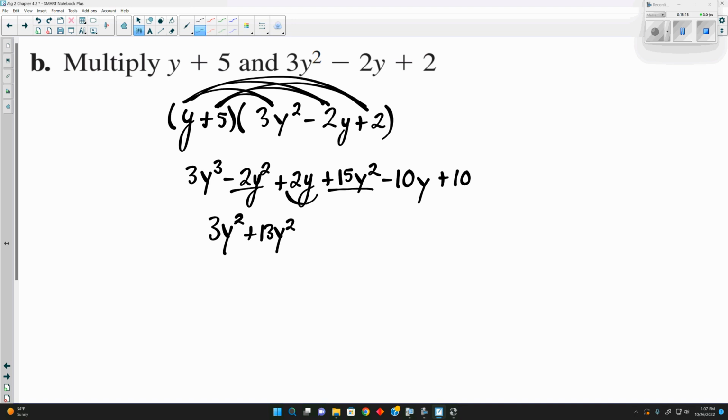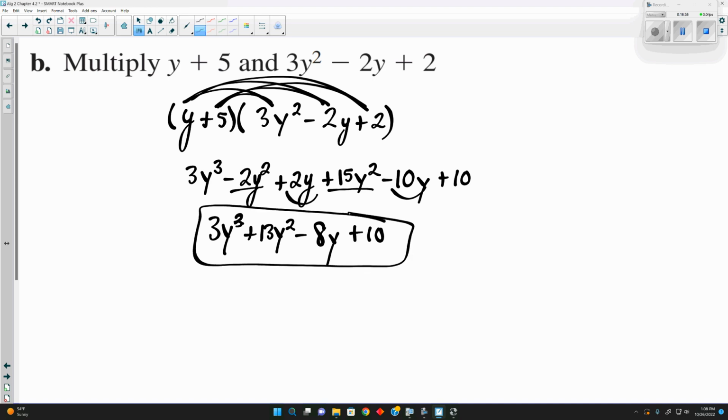Yes, thank you. 3y cubed. Okay, we got everything correct so far. Now we have the 2y minus 10y, which would be negative 8y plus 10. That's it. Any questions on any of this here? Are we ready for the next one?